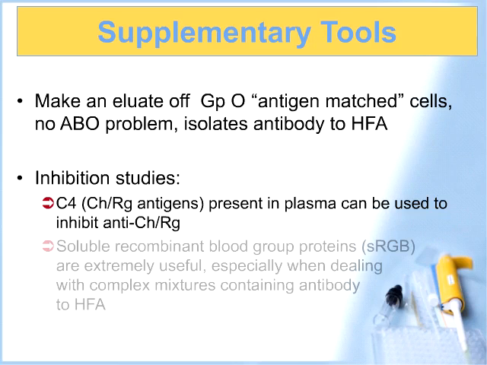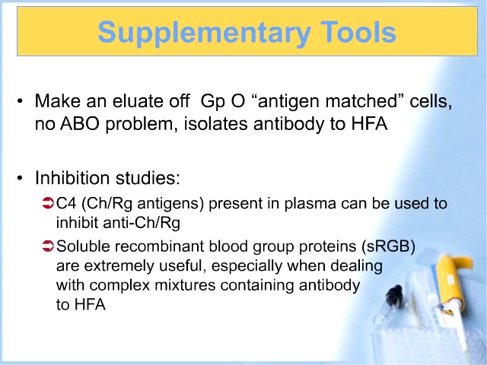And then something that's quite exciting, I think it's going to really come into its own when it is fully validated for possibly cross-matching, is soluble recombinant blood group proteins. They're very, very useful, especially for CR1-related antibodies. And they're also very useful when dealing with complex mixtures containing an antibody to a high-frequency antigen. And you use very, very small amounts.